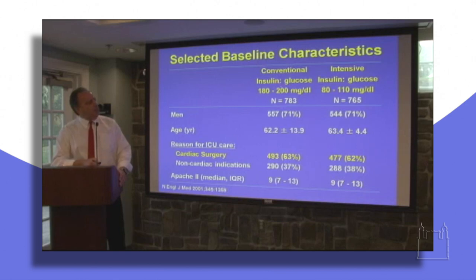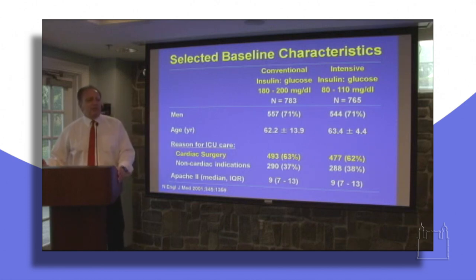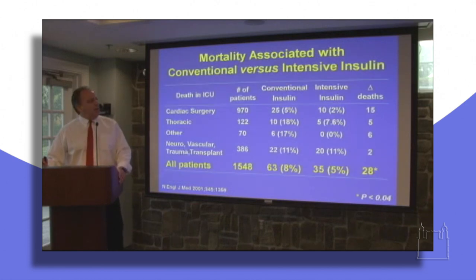That is, if you compared people being maintained at 180 to 200 conventional versus 80 to 110, what were they studying? Well, they were almost all studying cardiac surgery patients, 63% of both arms. What they were studying is 50 to 60 year old men with coronary disease that were having coronary bypass CABGs that were spending 3 days in the hospital. That was the majority of the population they were studying. And where was the big treatment effect? Well, this shows the number of deaths in the conventional and intensive arms, and there's a difference of 28, and most of them come from the cardiac surgery patients, 15.